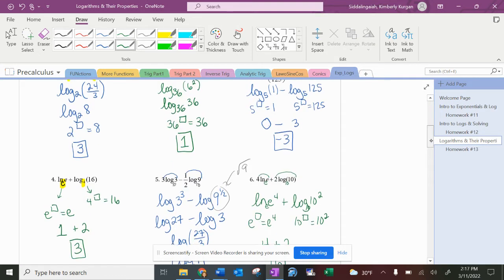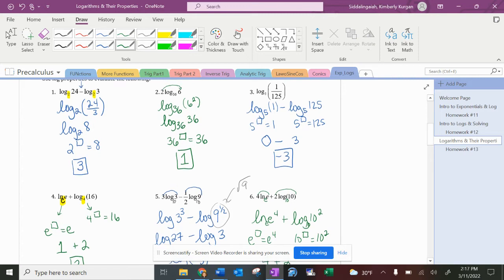So before I leave this page, I wanted to let you know the reason I could push number 1 together is because the bases were the same. Same thing with number 5, bases were the same. But in 4 and 6, the bases were different, so I couldn't push them together.